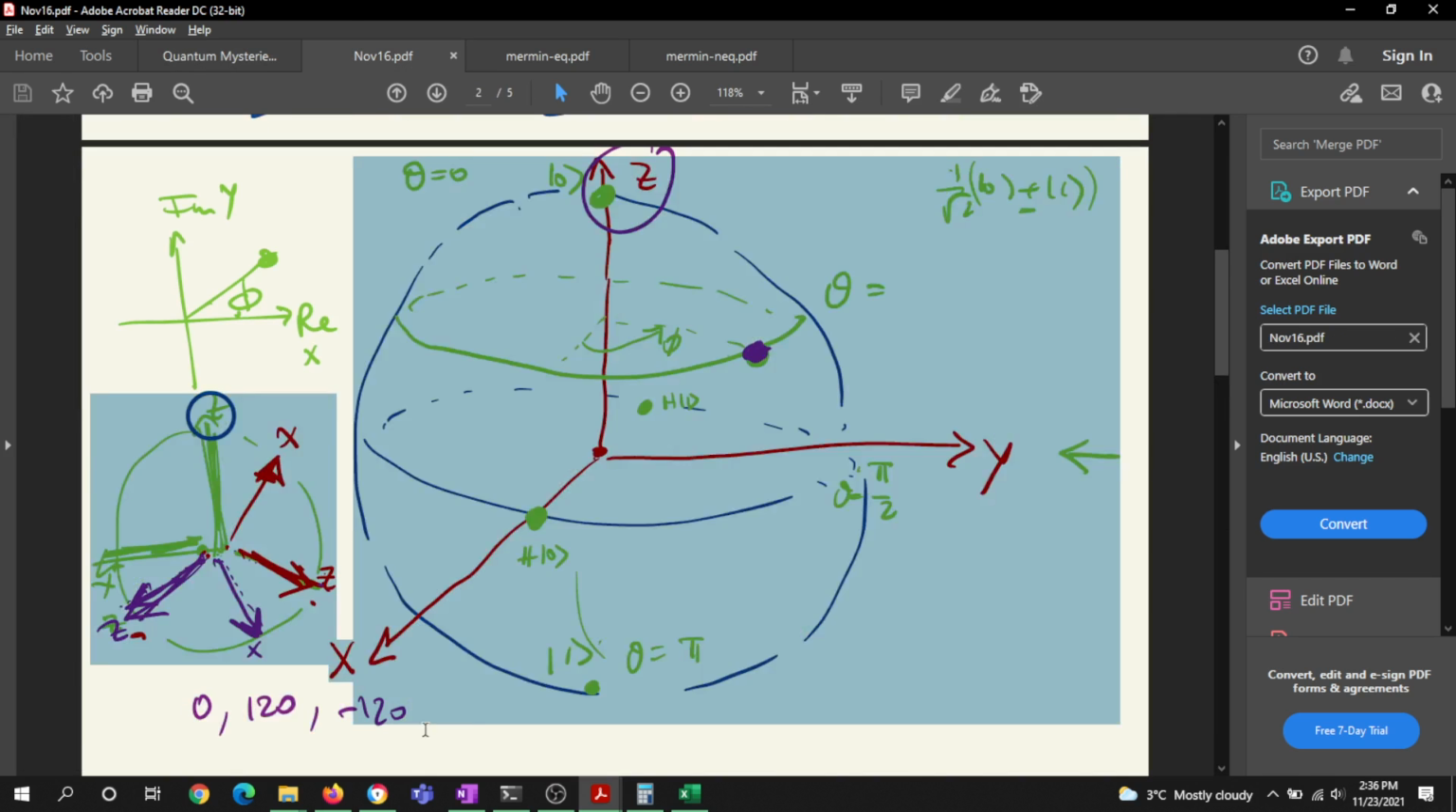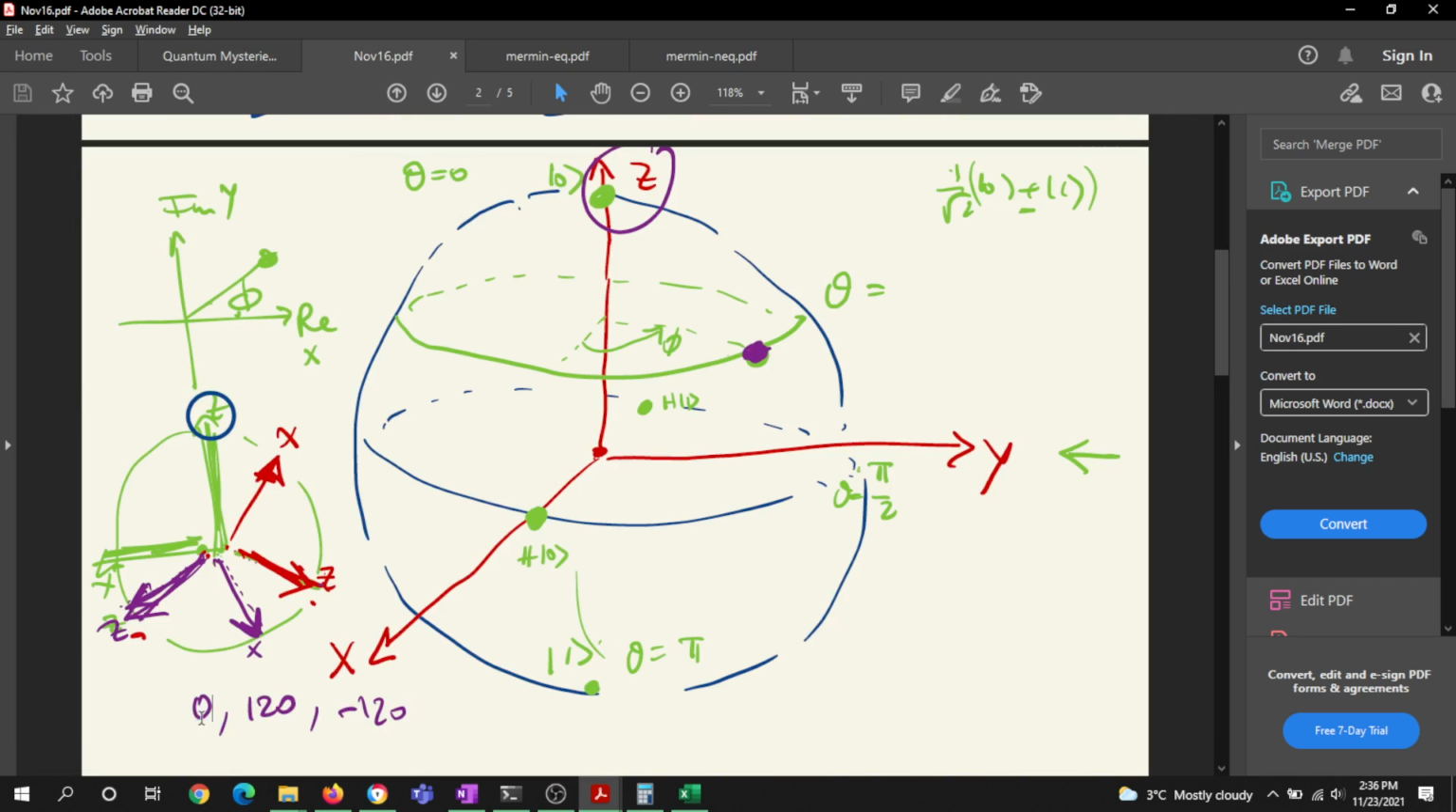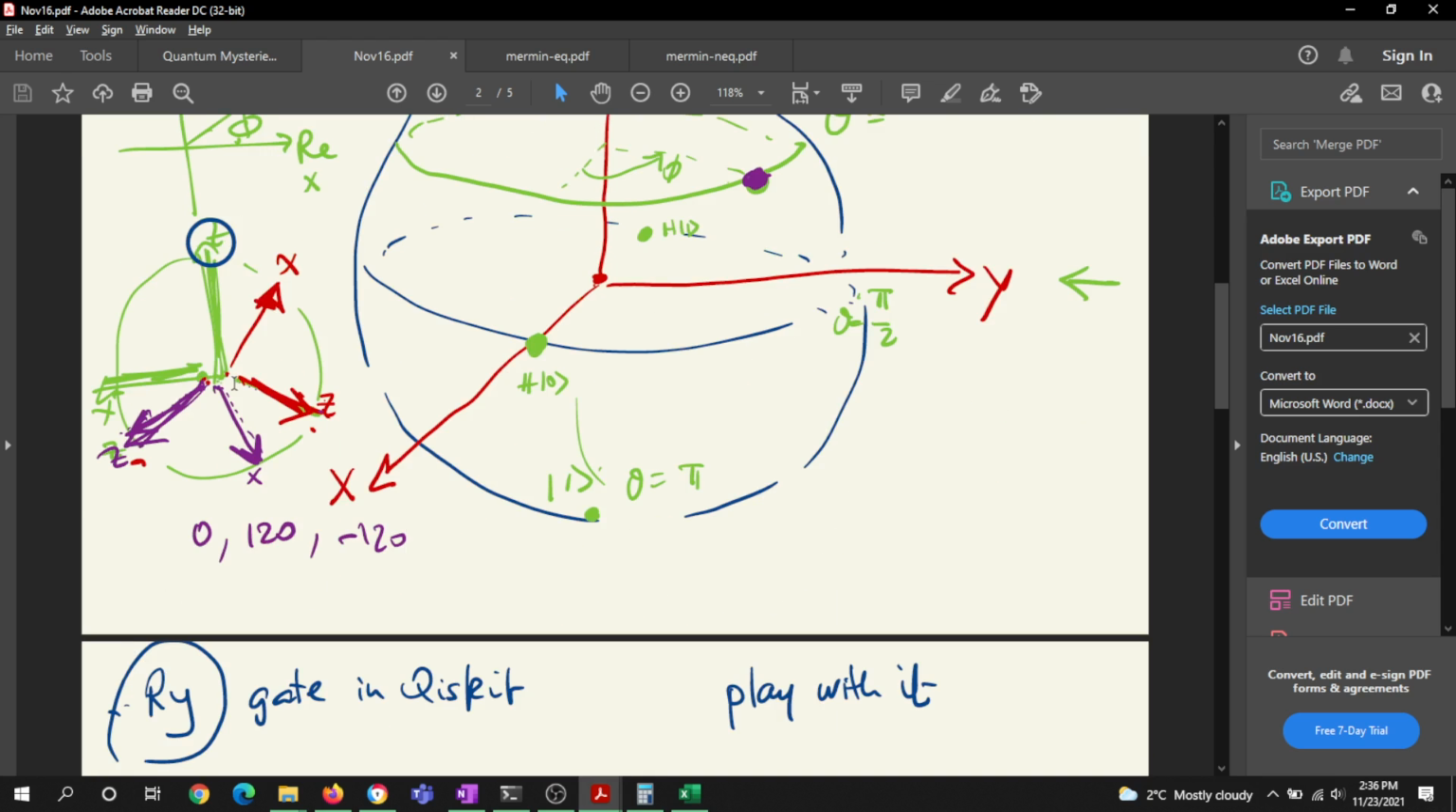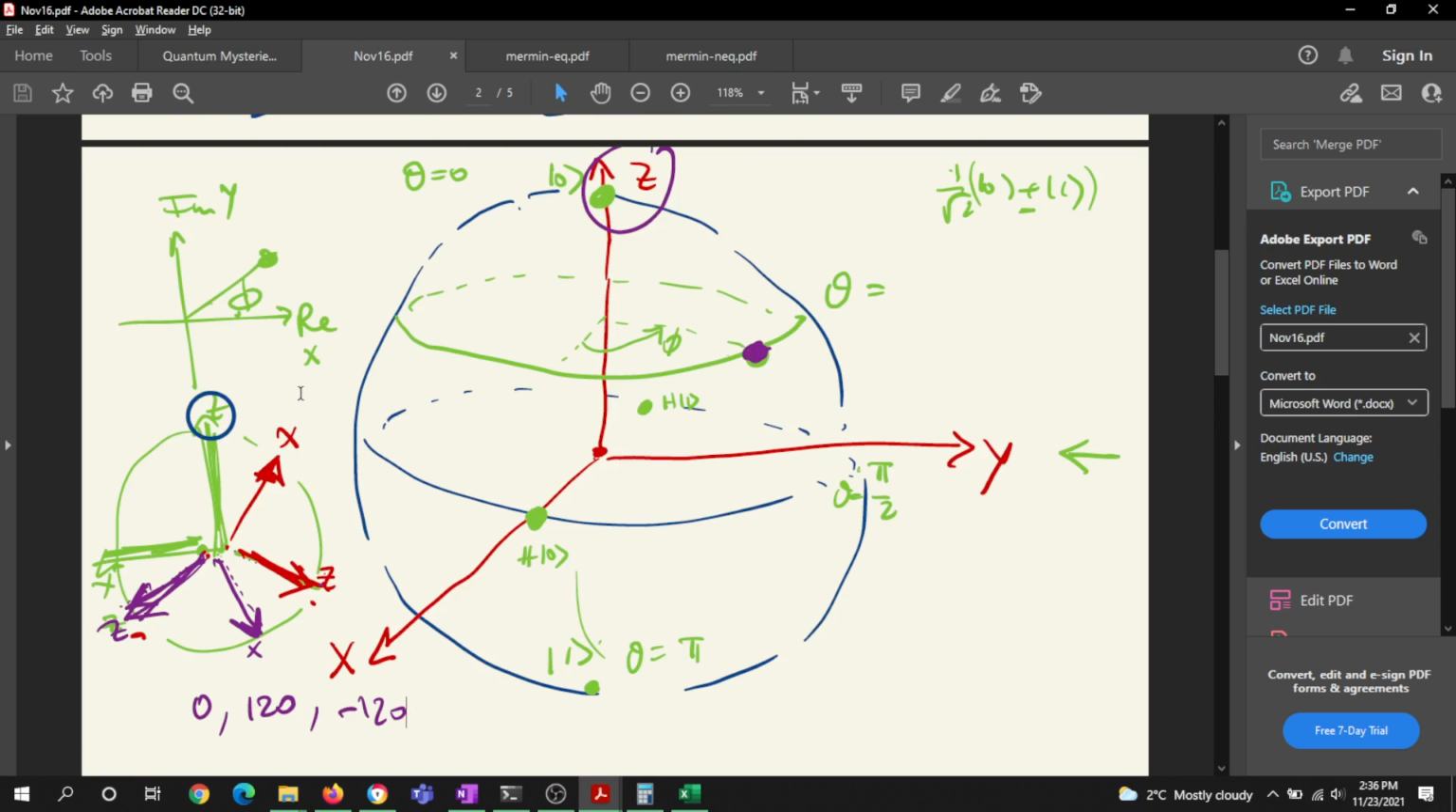Since we're dividing 360 degrees up, we're going to do 0 degrees, 120 degrees, and then negative 120 degrees, which is also the equivalent of 240 degrees because we're just rotating the other way. So those are going to be our three bases where we rotate our axes, and it's going to be the way that we measure. So we're measuring in a different setting, analogously.